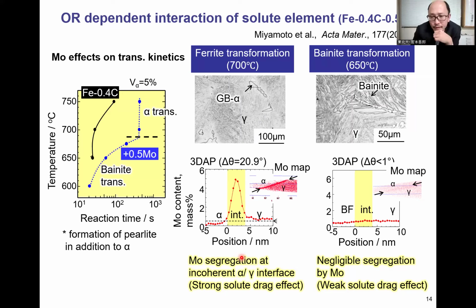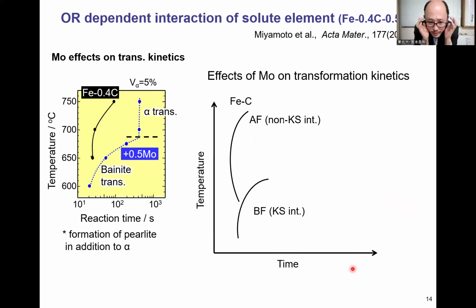On the other hand, by decreasing 50 degrees, the bainite transformation takes place. And this bainite has a near-KS orientation relationship with austenite. And there is almost no molybdenum segregation at the bainite and austenite interface. That means the solute drag effect on the bainite and austenite interface is quite small. This is because the bainite and austenite interface is a more coherent interface, and the molybdenum interaction binding energy to that interface is small.